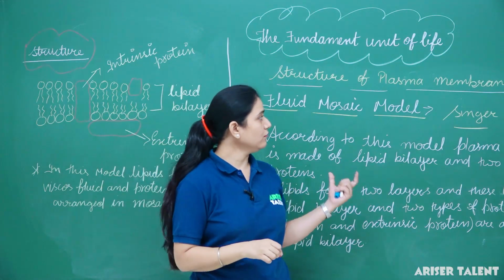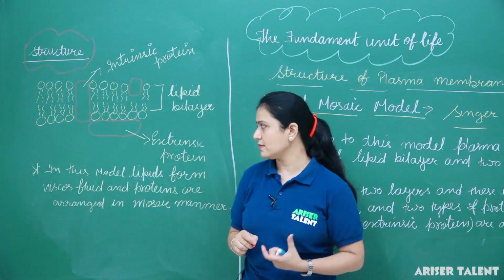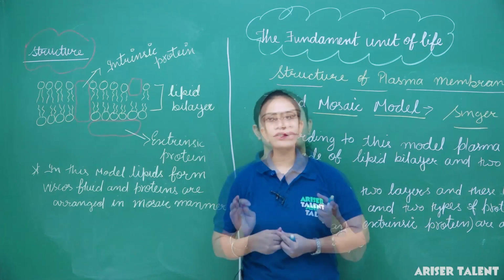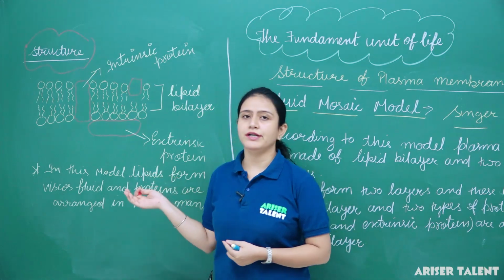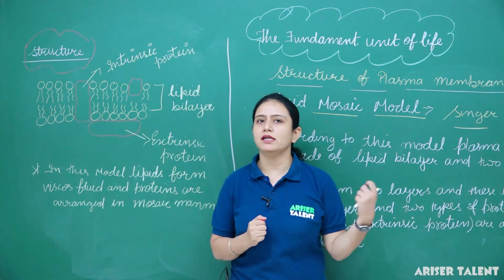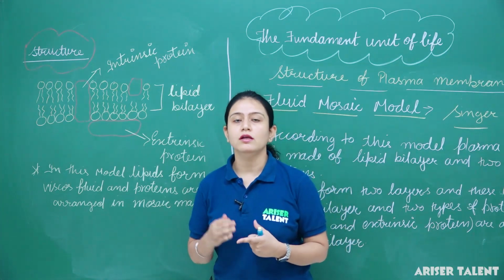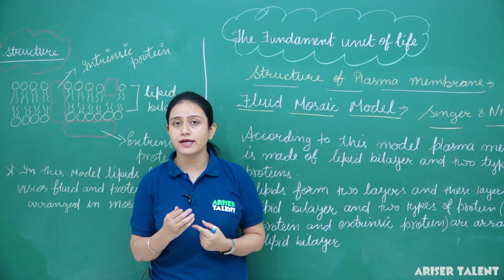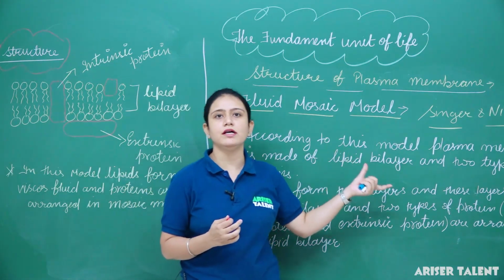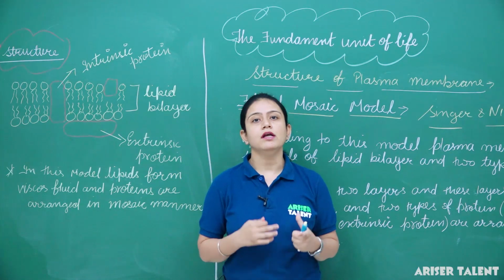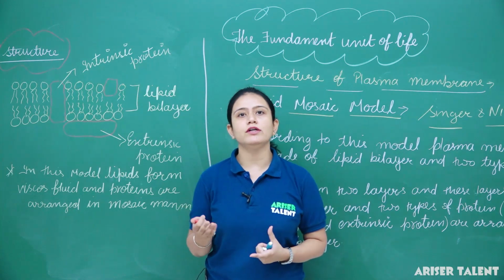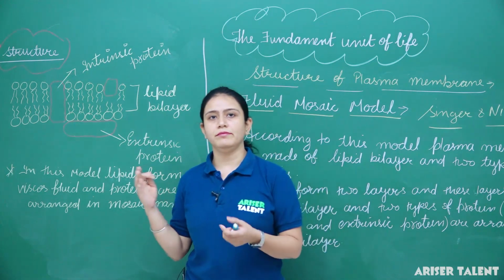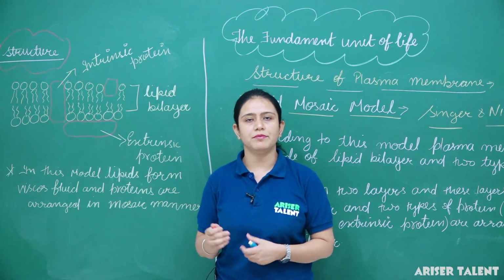So, this is all about the fluid mosaic model. This is the most acceptable model about the plasma membrane. So, now in this lecture we have studied about the difference between animal cell and plant cell and the structure of eukaryotic cell, that it contains plasma membrane, nucleus and cytoplasm, and then we have studied the structure of plasma membrane. In our next lecture, we will talk about the transport methods of the plasma membrane. Thank you.